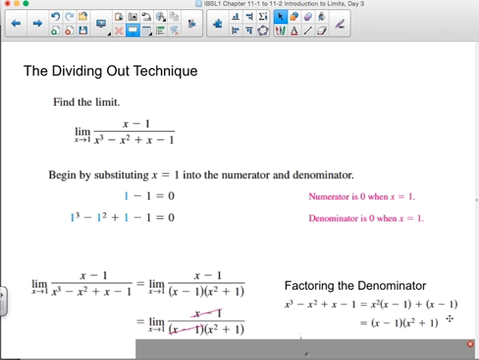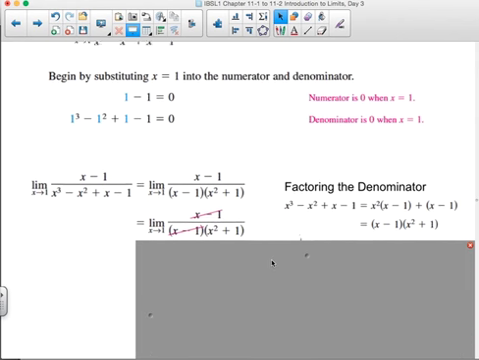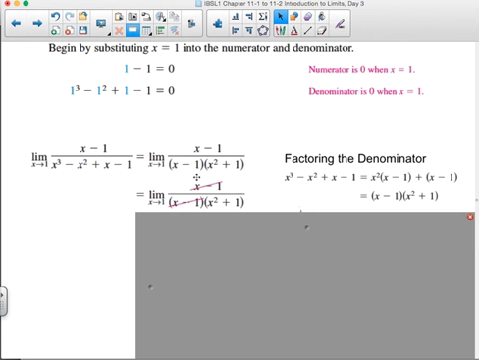Again, if you can't remember how to do factoring by grouping, since the whole point is to get this canceling out, you could use synthetic division to divide the denominator by x minus 1 and see what you ended up with. You would end up with the same result here. So we factor our denominator into x minus 1 times x squared plus 1.